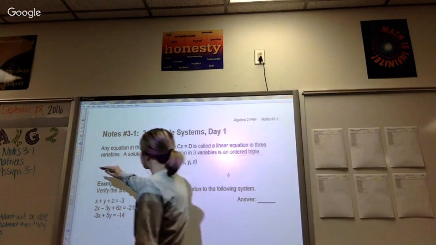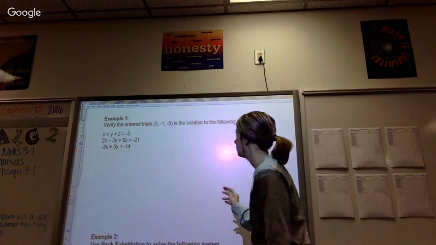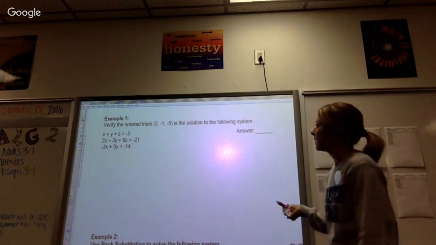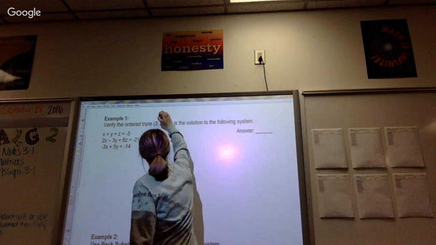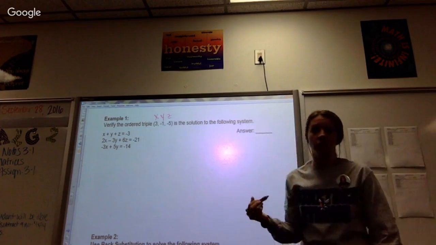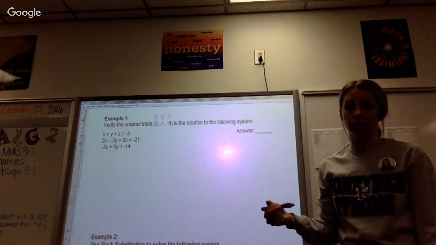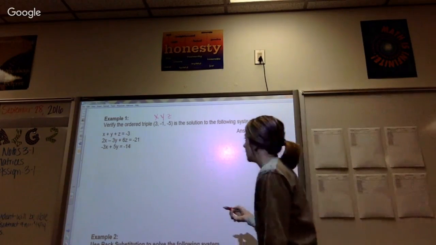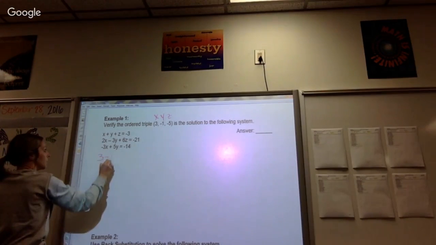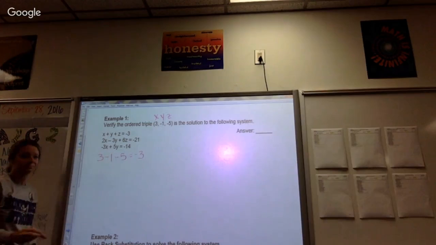Example 1, we are going to verify the ordered triple 3, -1, -5 is the correct solution for that system. Okay, so this is x, 3, and then y, and then z. So to verify that, just like if you were checking, you would plug into each equation and make sure that it's true. So that's what I'm going to do. So that would be the first equation, 3 minus 1 minus 5 equals a -3.